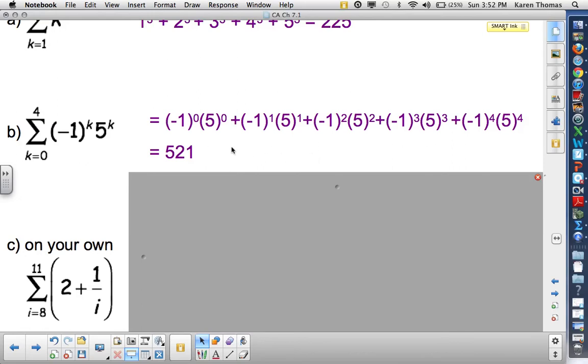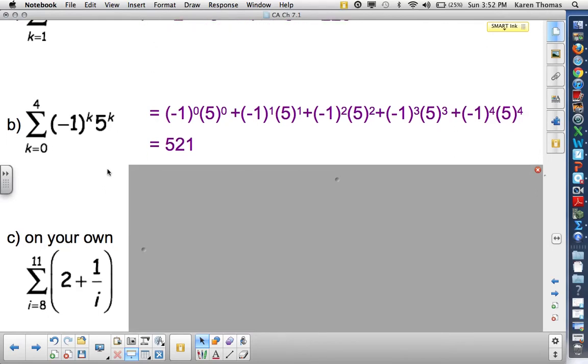And once again, I did the math for you and I came up with 521. C is one that you're going to do on your own. Please note that you're starting at the number 8 and you're only going to 11. So you would have 8, 9, 10, 11 for your terms that you put in for i. Bring that to class with your answer, please.